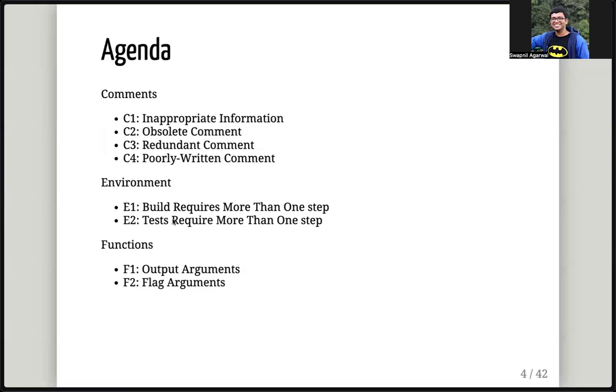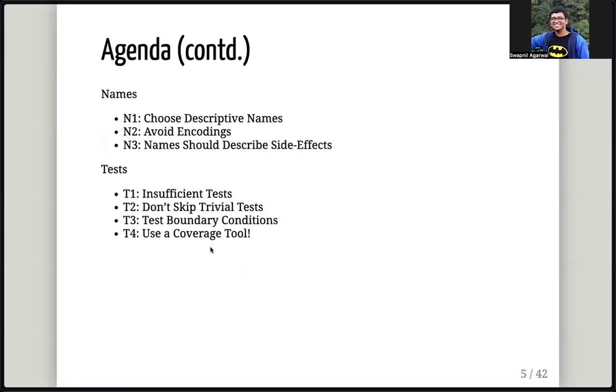Arguments. So don't change arguments, don't change the data, don't change the values being passed as the argument. That is what we mean by output arguments. And flag arguments, just try to avoid that because it just messes up the readability. And then we covered a bunch about names, how to write better names, especially avoiding the encodings, and regarding tests, it's very easy to skip tests.